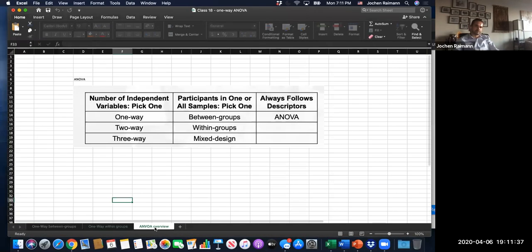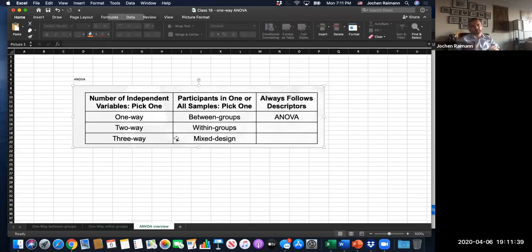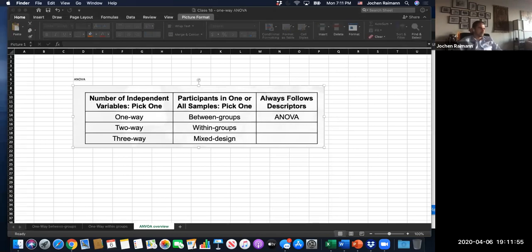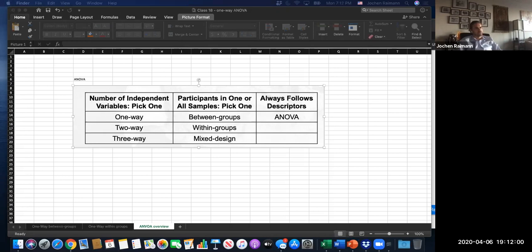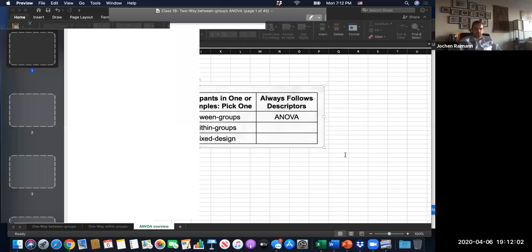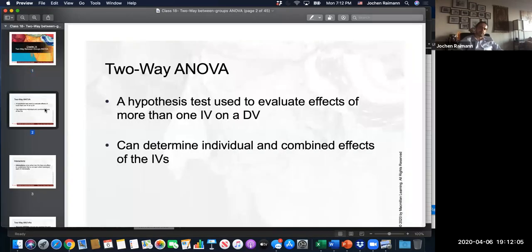Whereas the two-way and three-way ANOVA, I personally think that for an introductory statistics course is somewhat too much. Let me quickly open up the slides to show you. What you do with the two-way between-groups ANOVA is you come already into the realm of hypothesis testing, looking at associations.